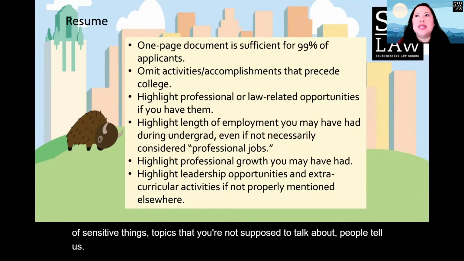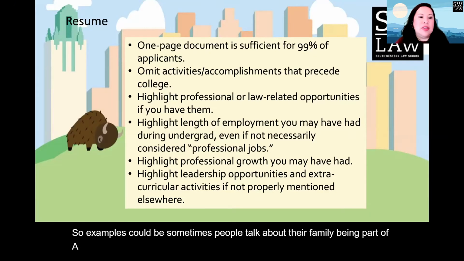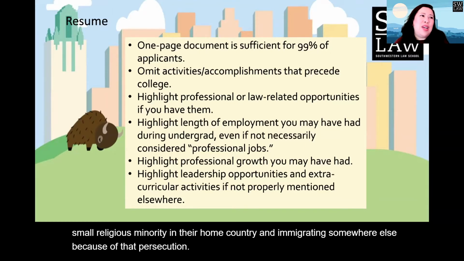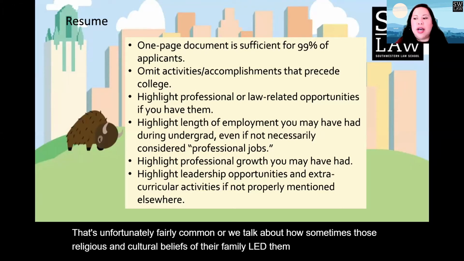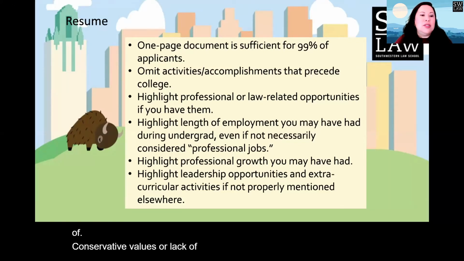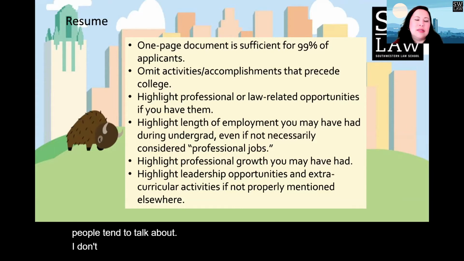So examples could be, sometimes people talk about their family being part of a small religious minority in their home country and immigrating somewhere else because of that persecution. That's unfortunately fairly common. Or we talk about how sometimes those religious and cultural beliefs of their family led them to having conservative values or lack of exposure to things, and how that has helped shape their upbringing. It really varies. So religion is just one of the things that people tend to talk about. I don't know that I'd even say it's a common thing specifically, but it definitely comes up a lot.